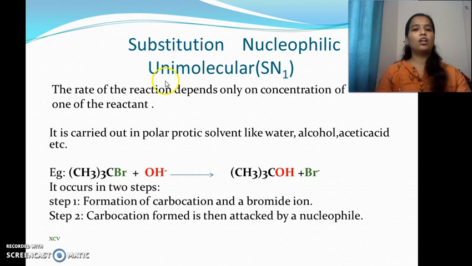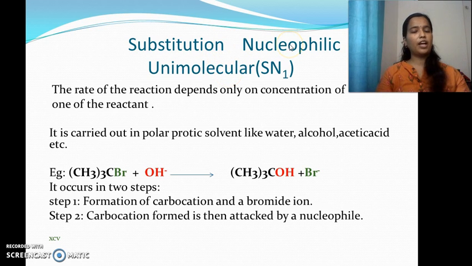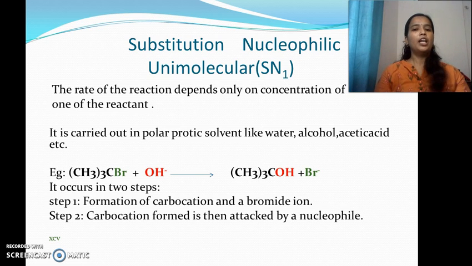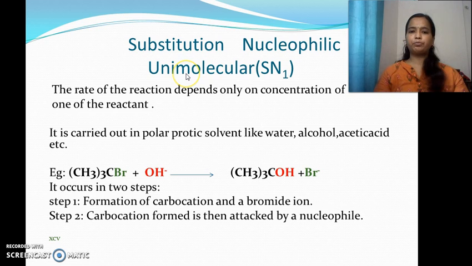And now you have to learn what is unimolecular. From the word, you know uni means single, that is one. So one molecule is involved in the nucleophilic substitution reaction, then it is known as substitution nucleophilic unimolecular, or in short called the SN1 mechanism. SN1 you can describe as S for substitution, N for nucleophilic, and 1 for unimolecular. So SN1 mechanism.